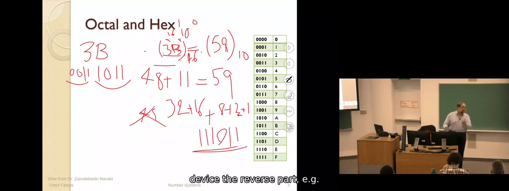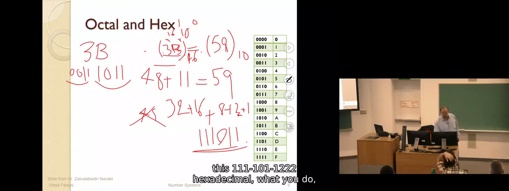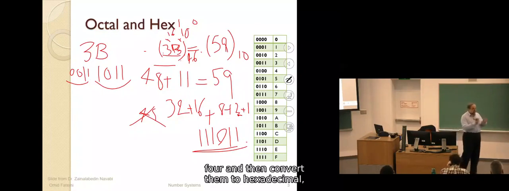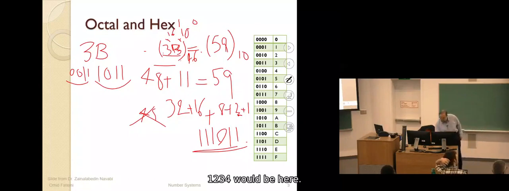The reverse part: for example, you want to convert this one, 1, 1, 1, 0, 1, 1, to hexadecimal. What you do is separate it 4 by 4 and then convert each group to hexadecimal. 1, 2, 3, 4 would be here.